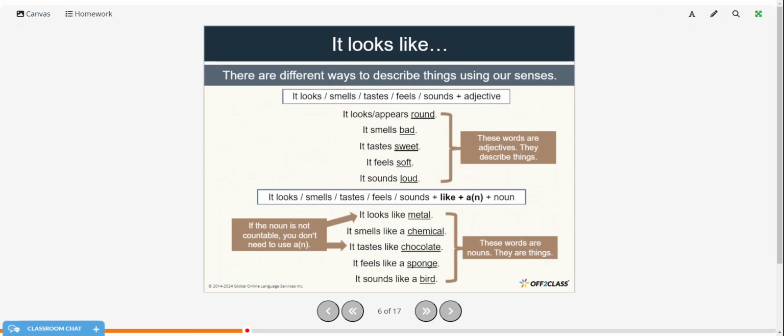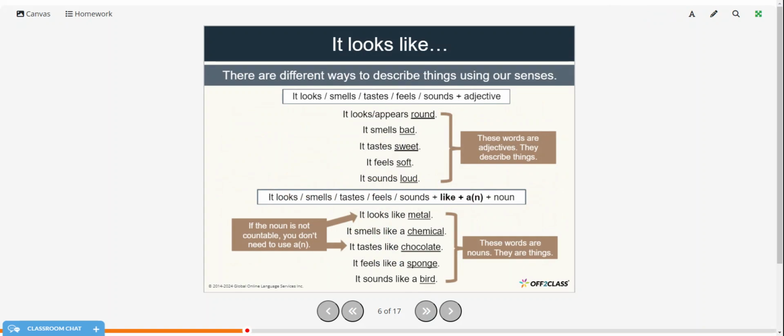So we can say it looks, smells, tastes, feels, sounds, plus an adjective. And adjectives are words that describe things. So it looks round or it appears round, it smells bad, it tastes sweet, it feels soft, or it sounds loud. You can also say it looks, smells, tastes, feels, sounds like a, and then the noun.